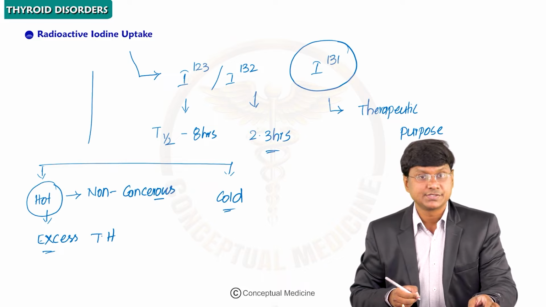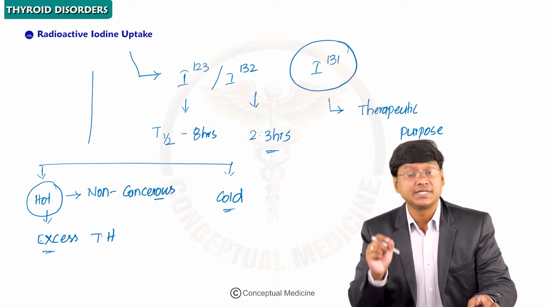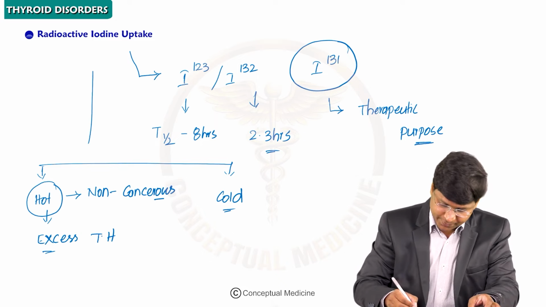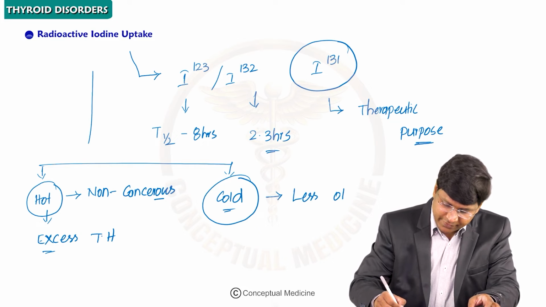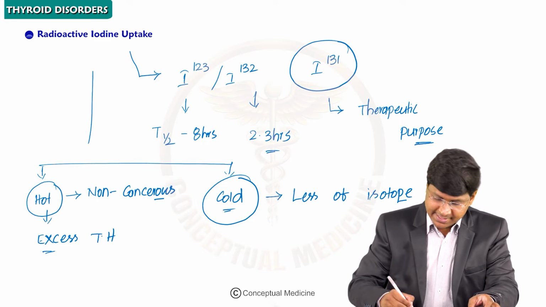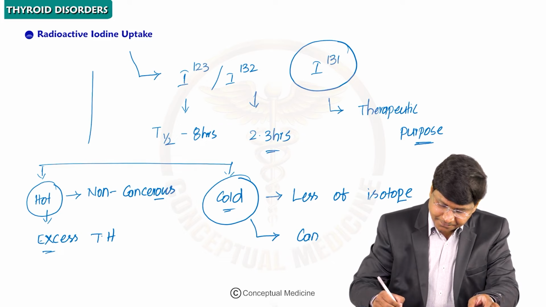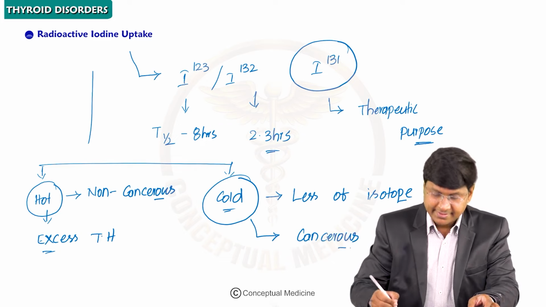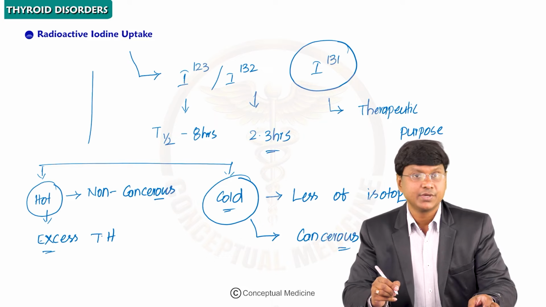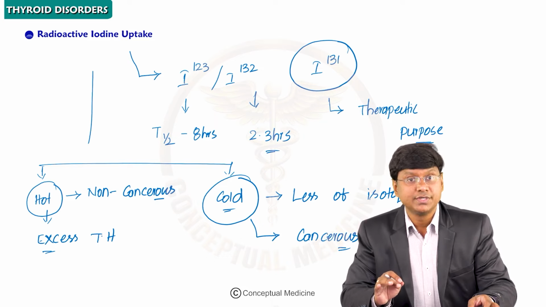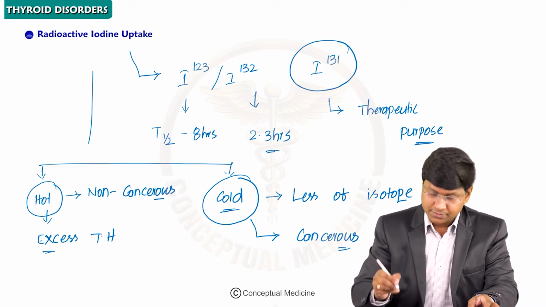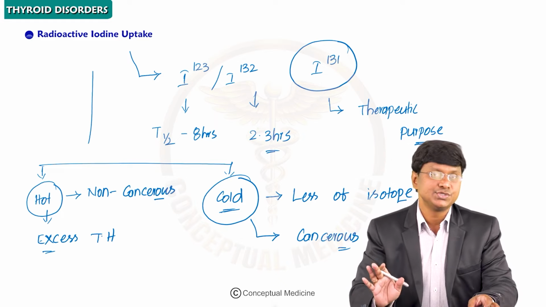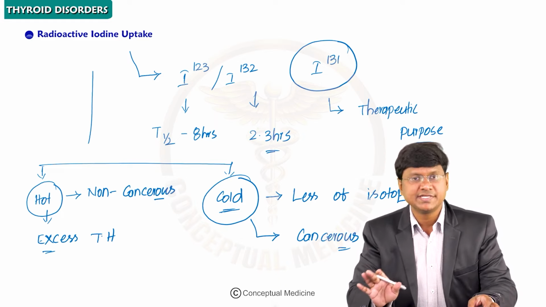In some cases, nodules take up less of the isotope. They are called cold nodules, and these cold nodules are cancerous. So hot nodules, remember, are just overactive tissue. Cold nodules are cancerous tissue. And if it is just a warm nodule, it is the normal uptake.